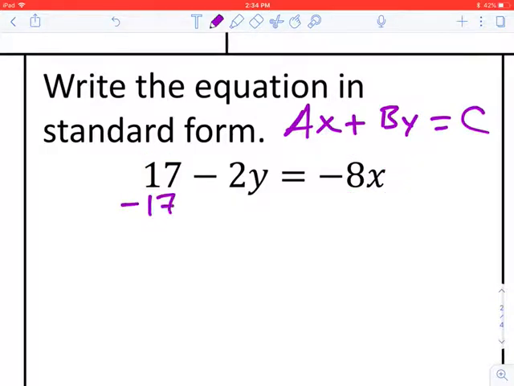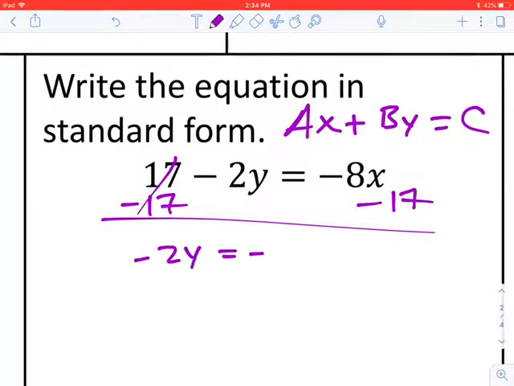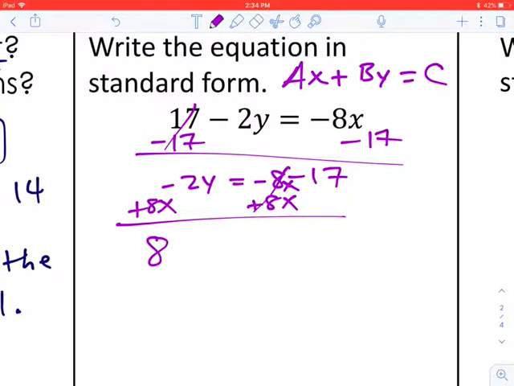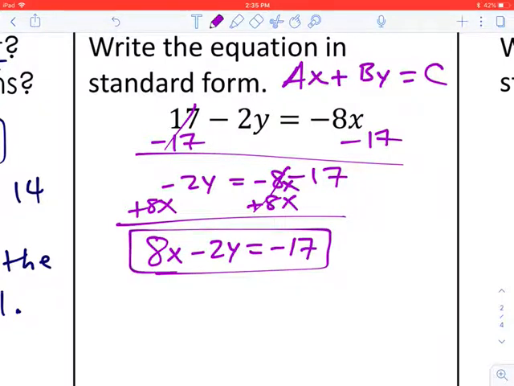So I'm just going to start out with the constant. I get -2y equals -8 minus 17. Oh, -8x, sorry. And now I need to move the x to the other side. So plus 8x to both sides. And I get 8x minus 2y equals -17. So that's my answer, because I've got a positive x value and none of these are fractions. And so that's it.